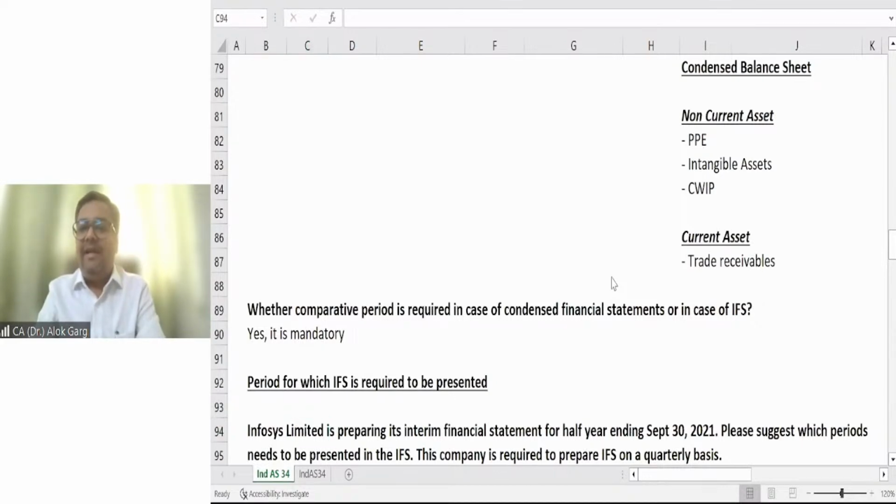Sir, condensed and abridged financial statement are same. What do you think? Condensed and abridged financial statement are the same financial statement. What do you think, guys? Can I expect the answer from the others? Whether condensed and abridged financial statement are same?